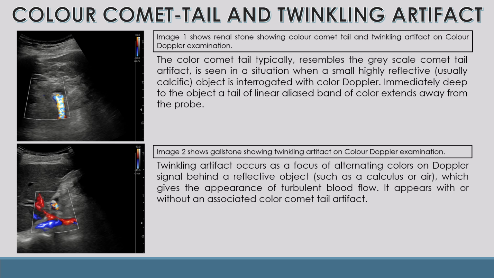Twinkling artifact. Twinkling artifact occurs as a focus of alternating colors on Doppler signal behind a reflective object such as a calculus or air, which gives the appearance of turbulent blood flow. It appears with or without an associated color comet tail artifact. The image shows a gallstone showing twinkling artifact on color Doppler examination.